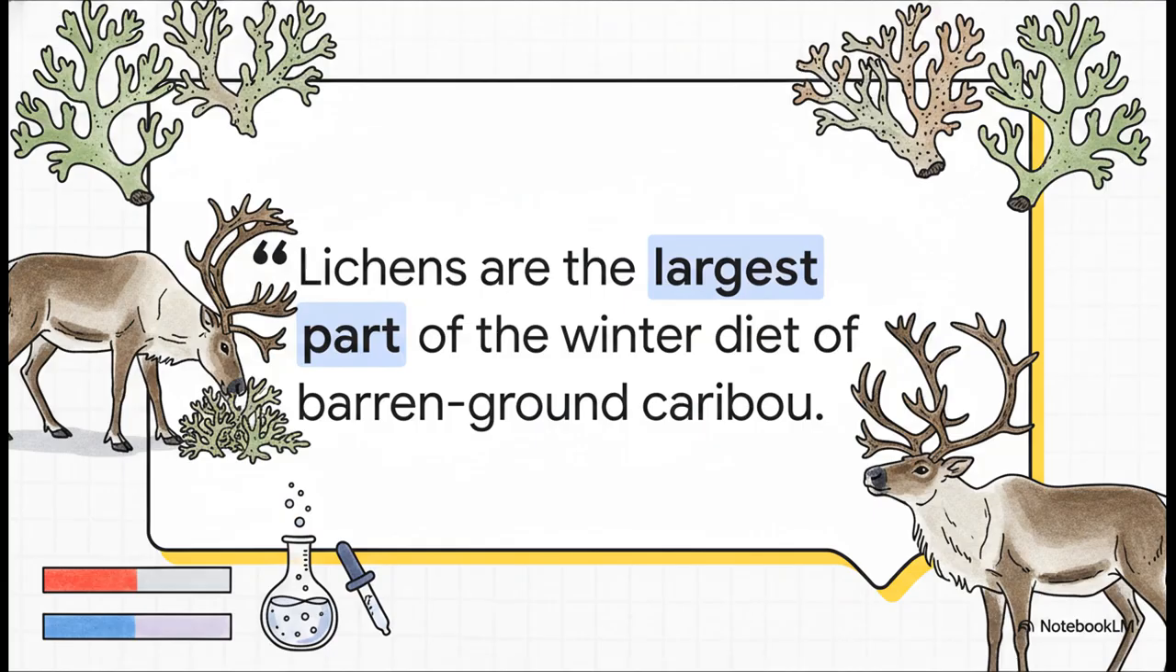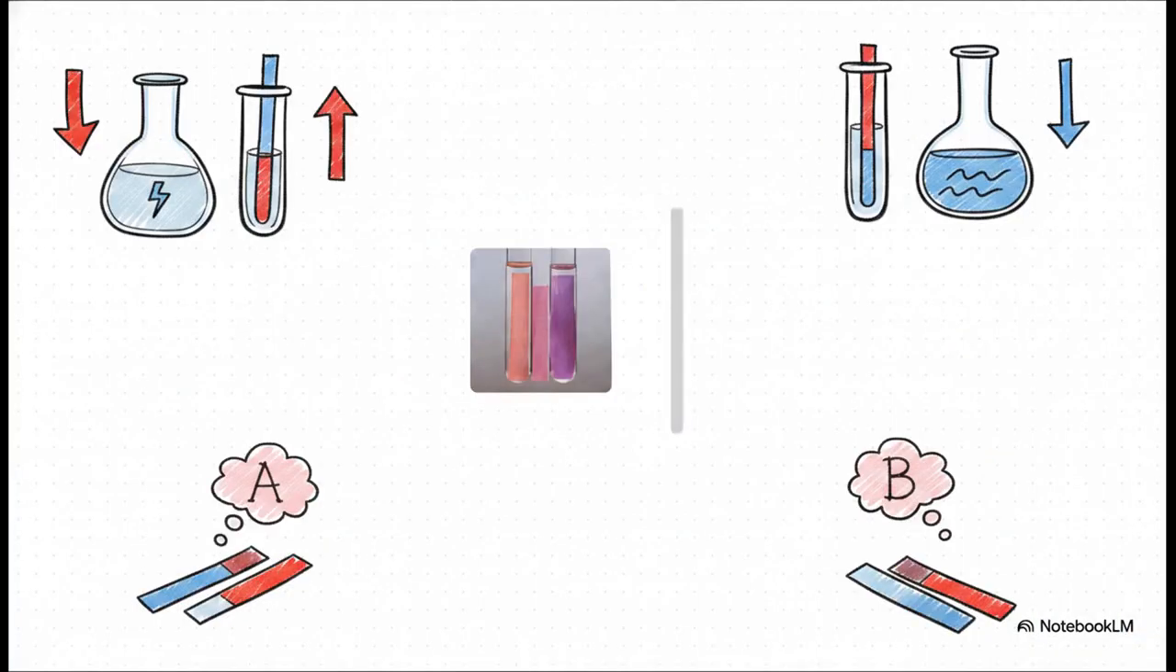And hey, here's a random fun fact for your memory bank that might just snag you some bonus points. The litmus paper you use in chem class actually comes from lichens. These lichens are super important to the Canadian ecosystem, and as it turns out, they are the largest part of the winter diet for barren ground caribou. How wild is that? Okay, here is your indicator cheat code.